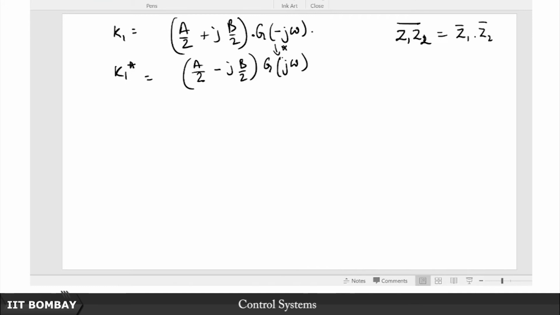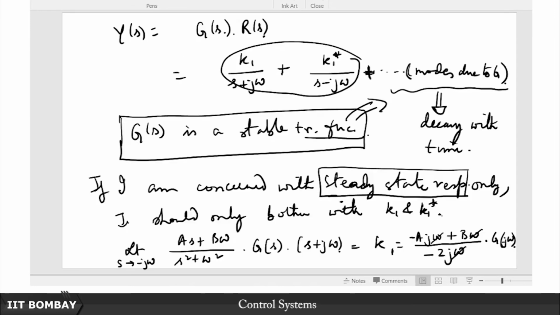So with conjugation, I get this, from this with conjugation I get this, right? Okay. Now having seen this, we are now in a position to, let me write this here. So this is y of, let us say, so yeah, this is y of s.